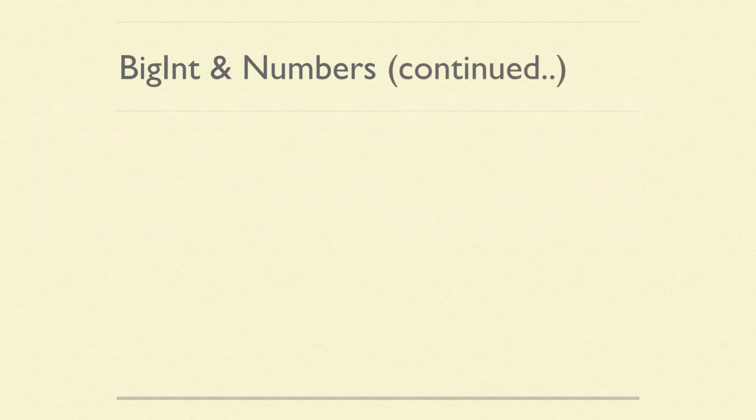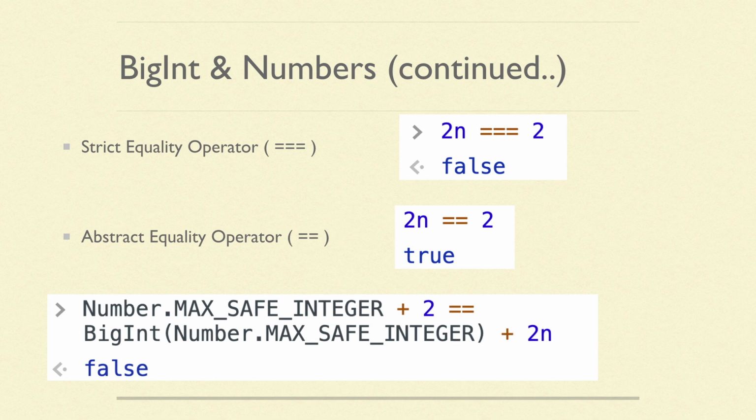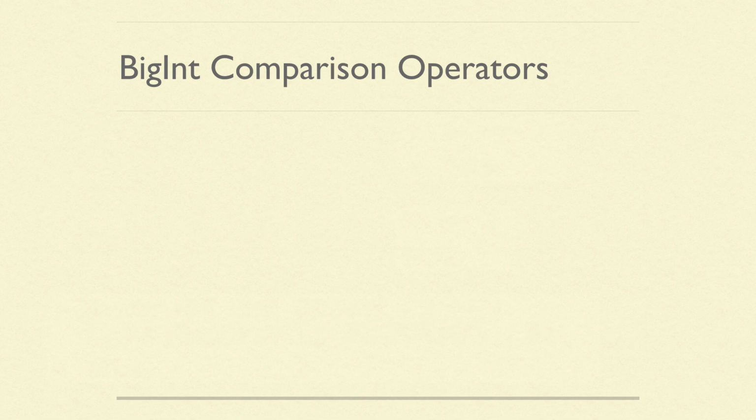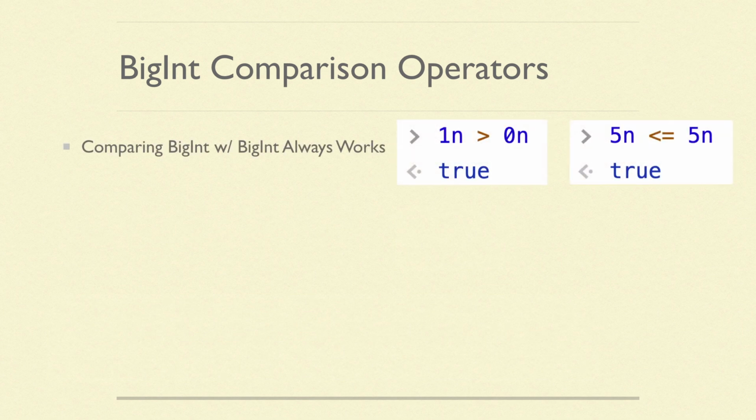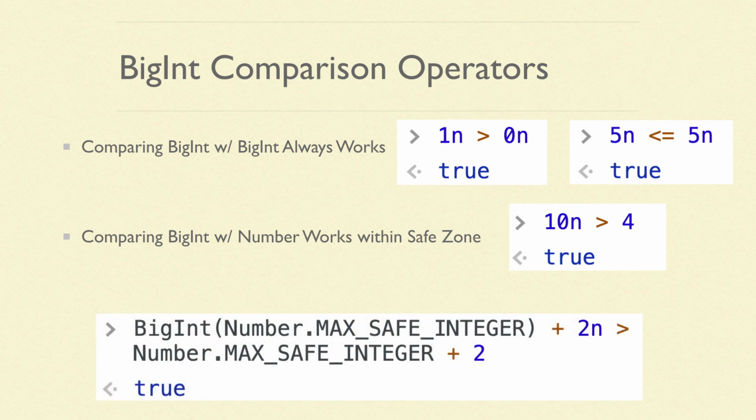Strict equality between two seemingly identical numbers, one being a BigInt and the other being a regular number type, will give you back false. However, doing a loose double equal comparison will give you true. You can also use comparison operators on BigInt, giving you the correct result all the time. But what's even more interesting is that you can safely use comparison operators between a BigInt and a number like so. But then again, trying to do this outside of the number safe range will not always give you back the correct result.